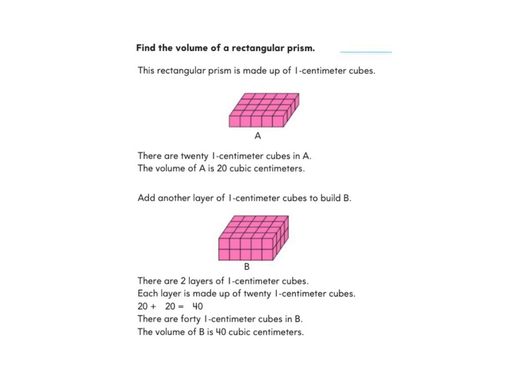Now if we were to go and add another layer to what we have in A, then we would be having 2 layers of the cubes, and each layer would be made up of 20 of the cubes, and so we would have twice as many cubes. So 20 plus 20 would equal 40 total cubes. So there would be 40 centimeter cubes that we would be able to fit inside of the rectangular prism B. So the volume of B would be 40 cubic centimeters. When we're thinking about the number of layers that we have, that helps us figure out what our height is. So the number of layers that we would have would be what our height is.